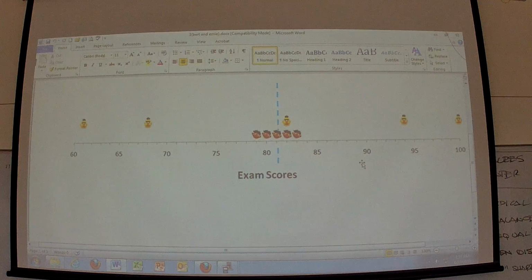Yeah, Ernie's the orange one. So, knowing that Ernie's the orange one, his head kind of flipped off to the side. What's the difference between his high and his low, friends? 4. He goes from 79 to 83. So you can say, okay, Ernie's spread is 4.